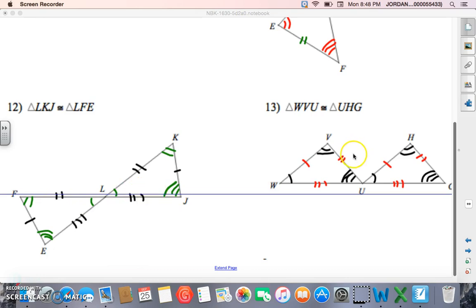And 13 is very similar. W corresponds to U, V to H, and angle U here to angle G over here. And you mark your sides and you're done.